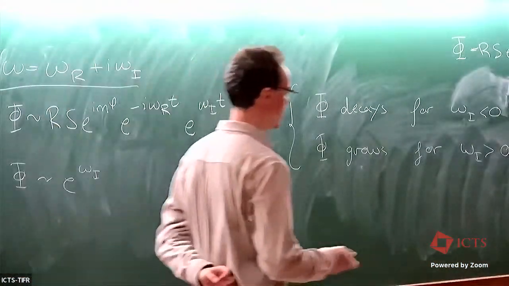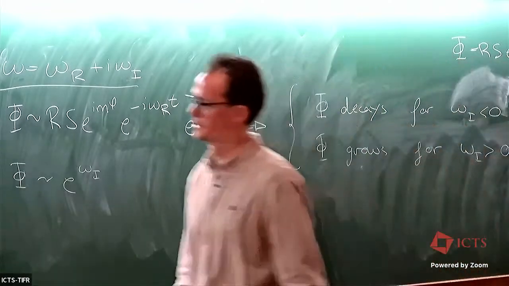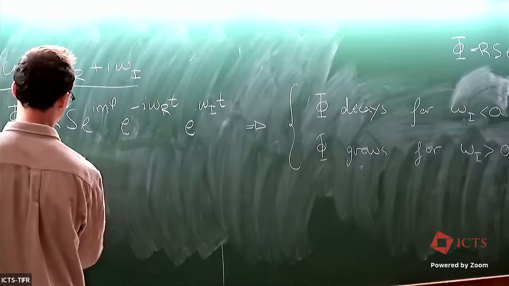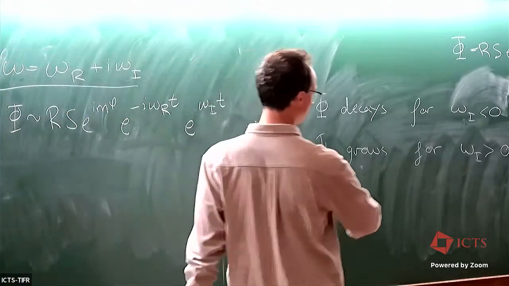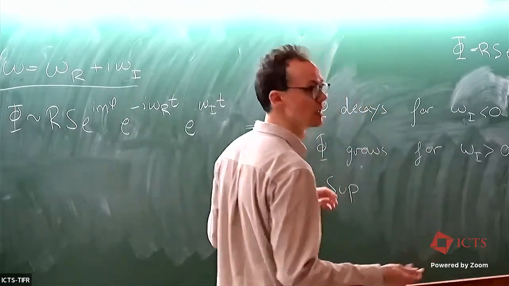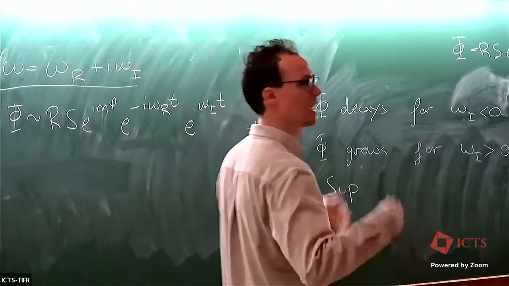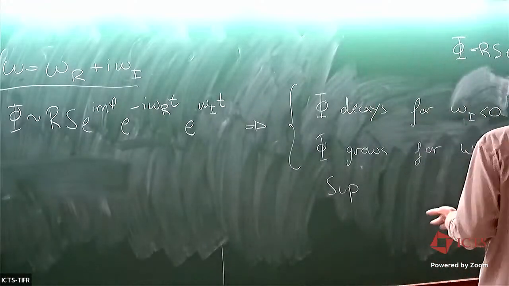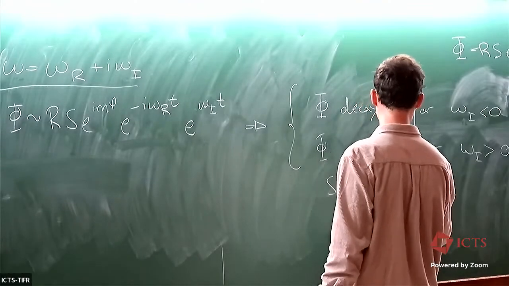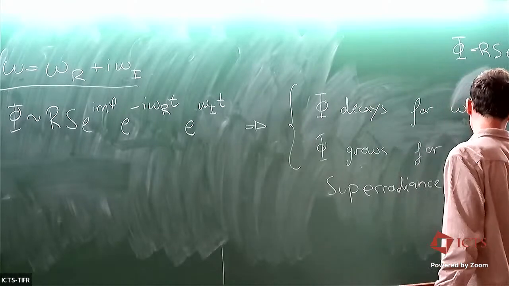Let me give this a name. Where it grows exponentially, this is an instability, because now the field configuration that we start with over some time will have gained amplitude, and it gained amplitude exponentially quickly. And so this is an unstable process, and this is called the superradiance instability.